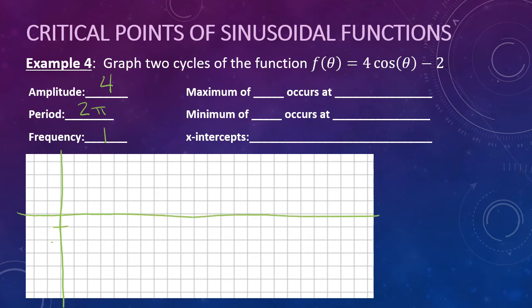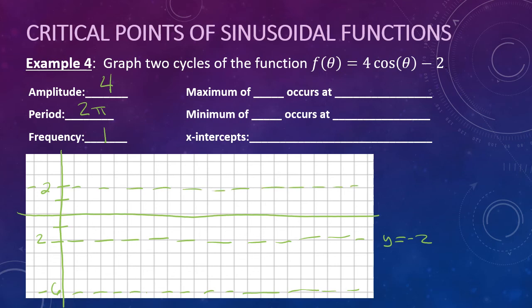Okay, so I'm going to go down 2. There's my midline right here. So the equation of that midline is y equals -2. From there, I'm going to count down 4, so I'm at -6 for my minimum. I count up 4, I'm at positive 2 for my maximum.